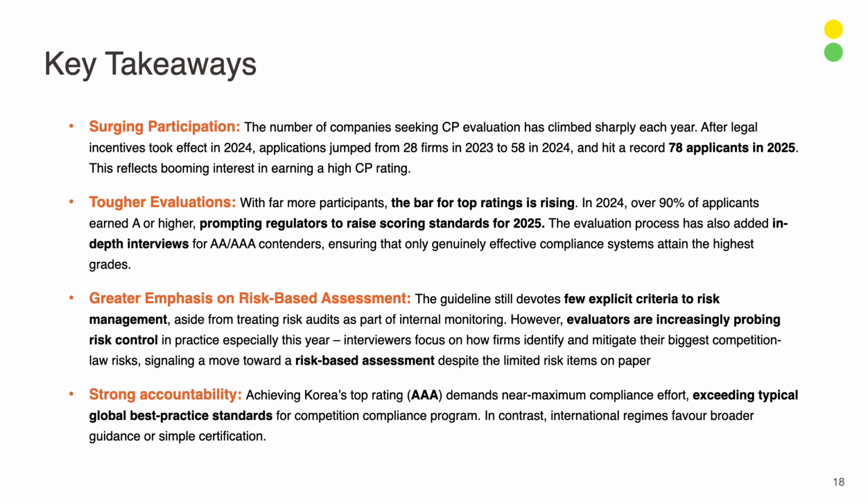Okay, just to quickly sum things up, participation in the CP evaluation has increased significantly since the incentive scheme was formalized, and as more companies take part, the standards for the higher ratings, AA and especially AAA, have naturally become tougher. The evaluation has also become more focused on how the program works in real life, and not just what's written on paper, but whether people understand the risks, whether training is genuinely happening, whether employees know where to report issues, and how effectively the company responds.